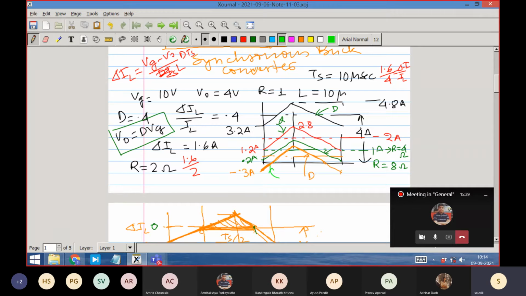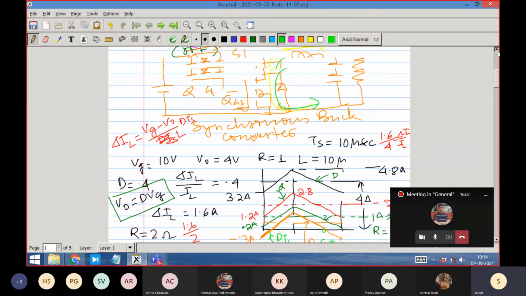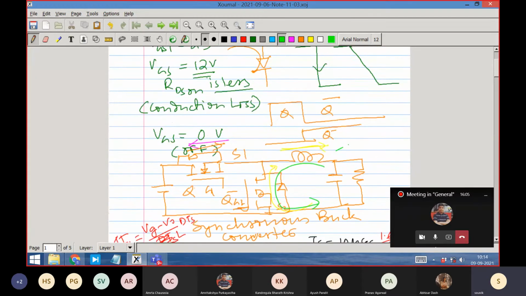The negative to positive transition will be there in the on period, the dTs period, and the positive to negative transition will be happening during some time in the 1 minus d Ts period. We can calculate, but we don't have to bother at all, because our concern is whether the output voltage is 4 volt or not. The output voltage is 4 volt because you are giving the current a continuity. So this means here the current is always in continuous conduction mode.